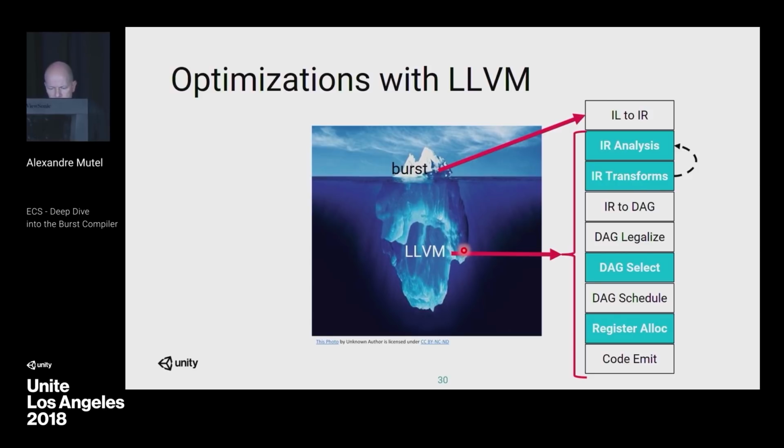So the boxes in blue are the parts in a compiler that are quite standard and that you will typically find in the .NET JIT, for example. They have similar parts, actually. But in LLVM, these parts are more optimized or are bringing more optimizations.